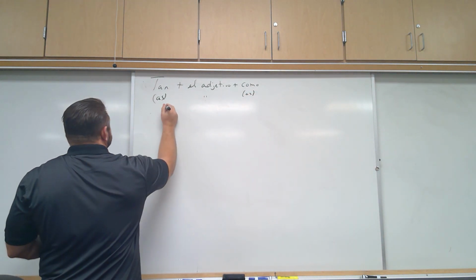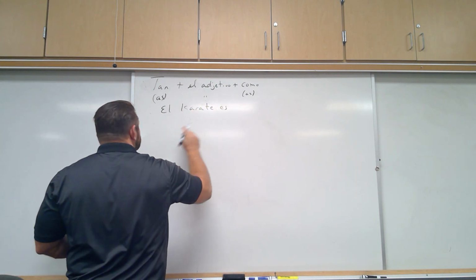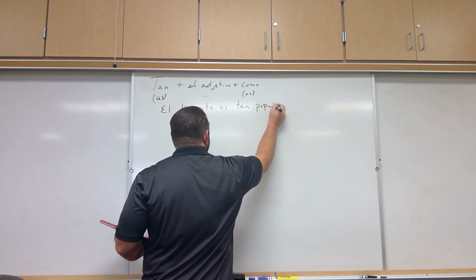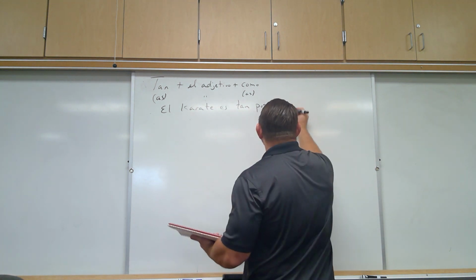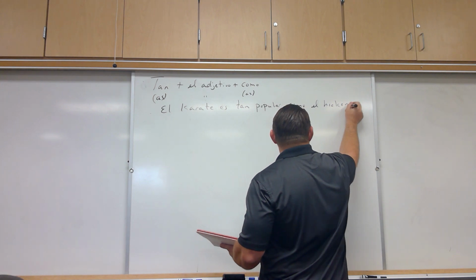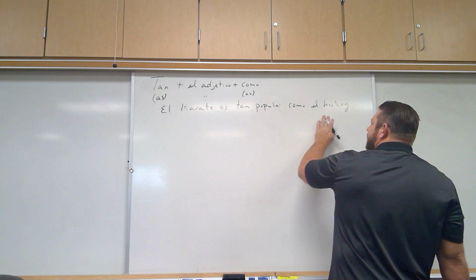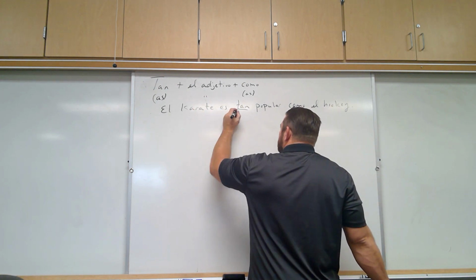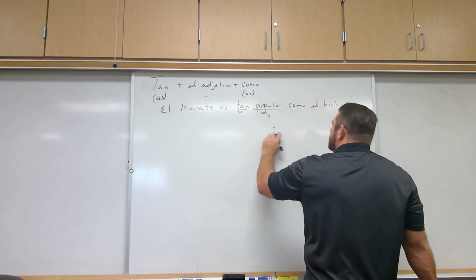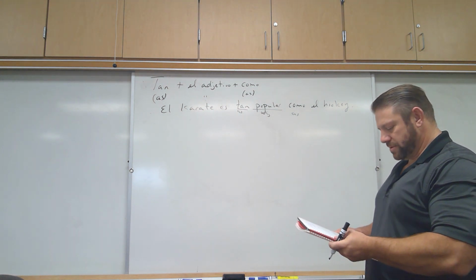Número uno, el karate es tan popular como el hockey. So let's look at this comparative statement. Karate is as popular as hockey. So we have the formula tan, which is as, popular, which is the adjective, and then como, as, hockey. So karate is as popular as hockey.